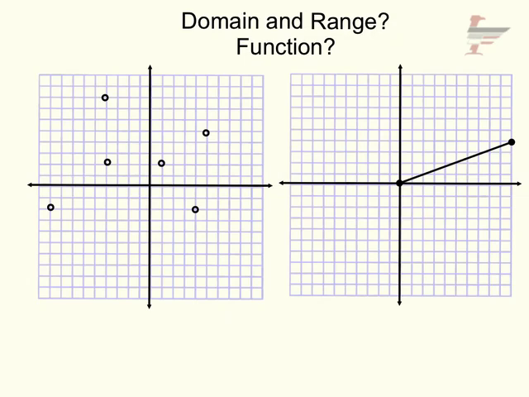Quick review of domain and range and what makes something a function. So I don't really have the best directions here, but the question is, what is the domain and range for each of these graphs, and then is each of these graphs a function or not? Taking a look at the first graph, it's a set of 6 points.